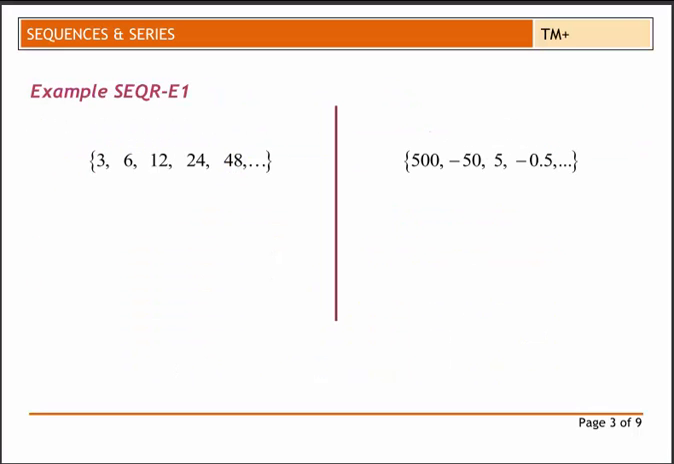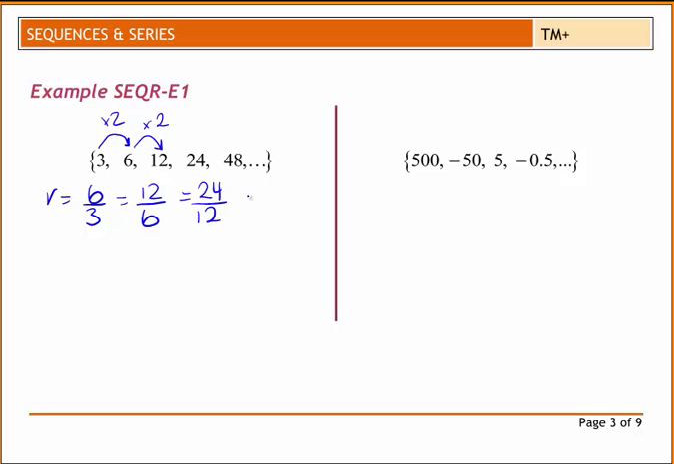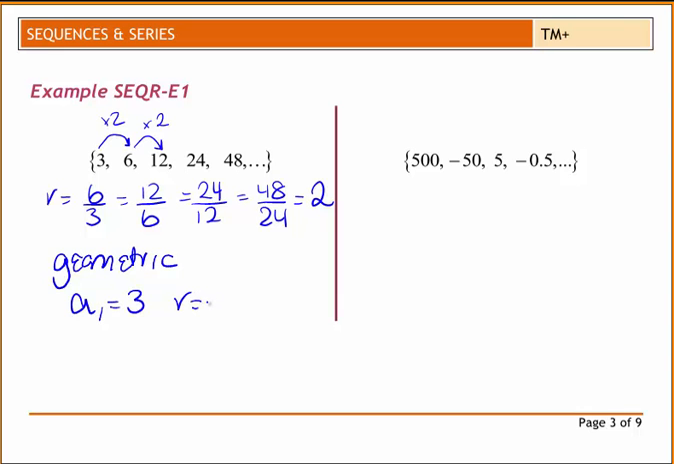Okay? So a couple of examples here, 3, 6, 12, 24, 48. You can see that to go from here to here, we're multiplying by 2. Here to here, multiplying by 2. So work out the common ratio. It's just one term divided by the other, and they all equal the same thing. If I divide one term by the previous term, I'll always get, sorry, that should have been 24 there, 2. So in this case it's geometric. a1 equals 3 and r is 2.